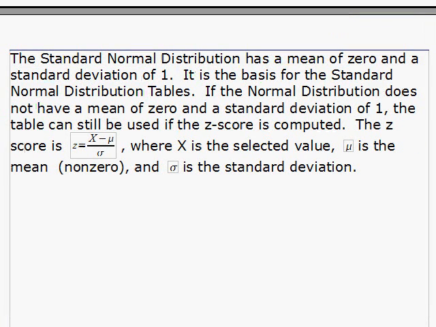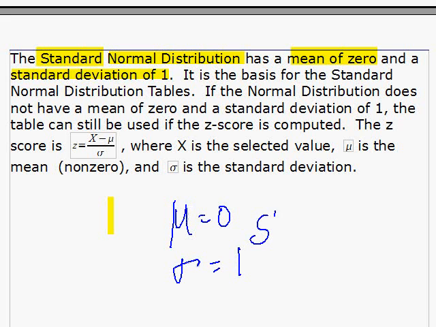There is a curve that's used all the time called the standard normal distribution. Standard means that the mean is 0 and that the standard deviation is 1. This is what they use to make the tables. So for this case, you have mu is 0 and the sigma is 1. That makes the standard normal distribution.